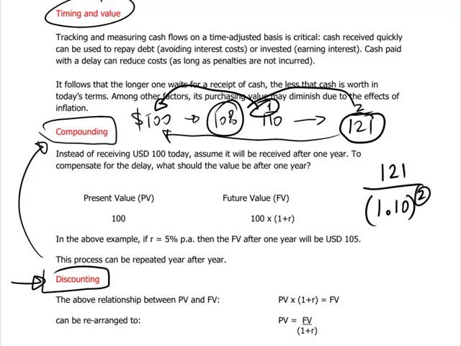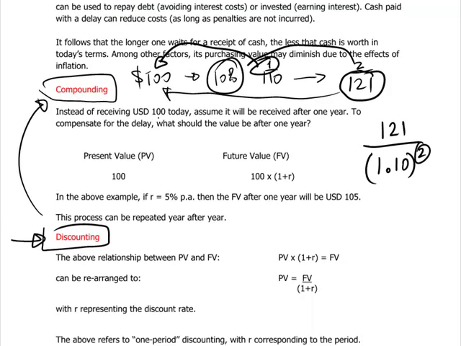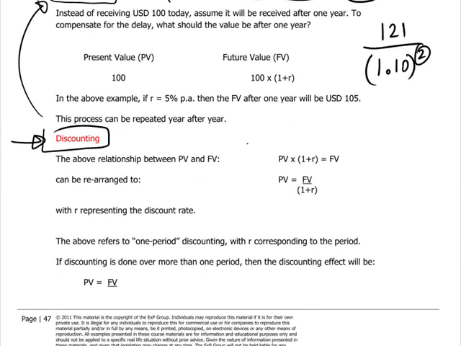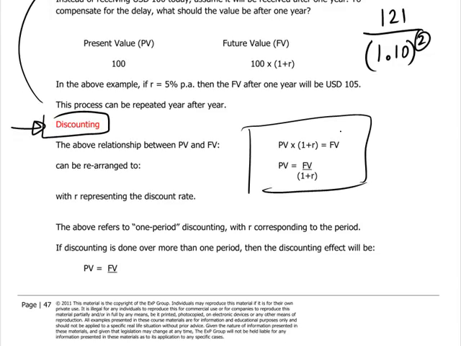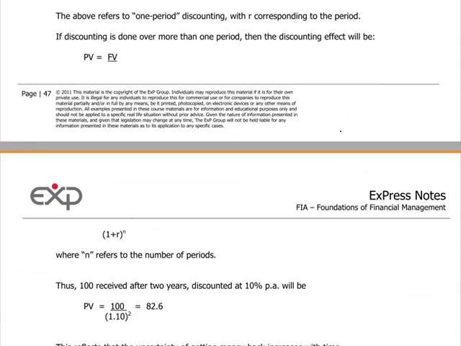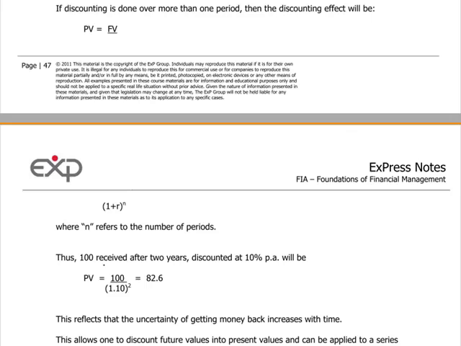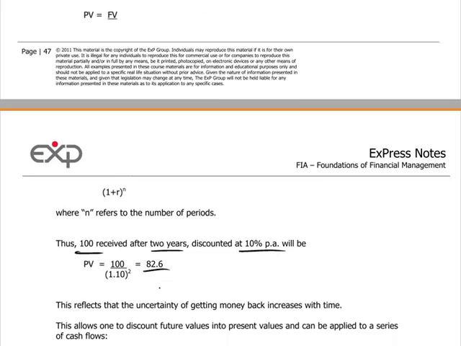So for the algebraically inclined, here are the formulas that are capturing this discounting process. And of course, one can see, therefore, that if we take $100 that would be received after 2 years and we discount it at 10%, it would be worth in today's money $82.6.